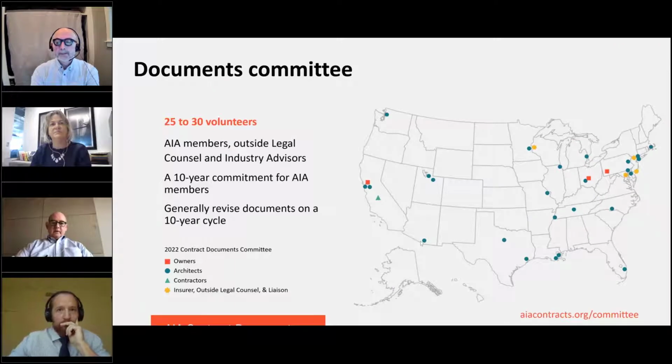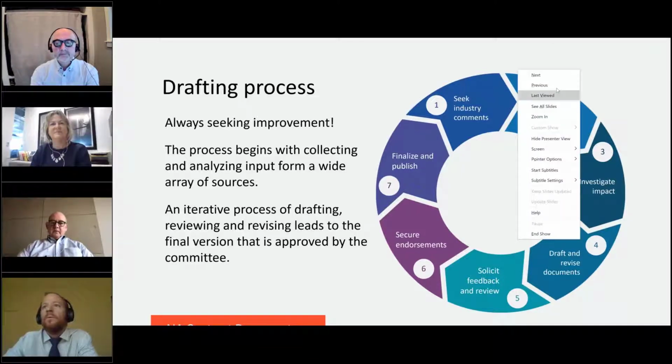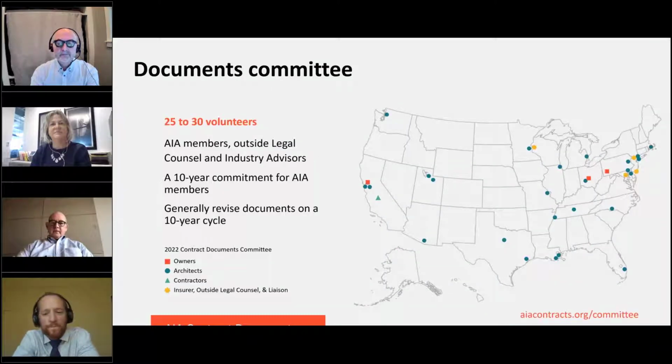The committee itself is made up of about 30 practicing architects, all AIA members. And the attempt is to create a group with a really broad demographic. As you can see, there's geographic dispersion, people from all over the country. All of us are licensed architects and in professional practice, but a few people on the committee are attorneys as well as architects, as Mike is.